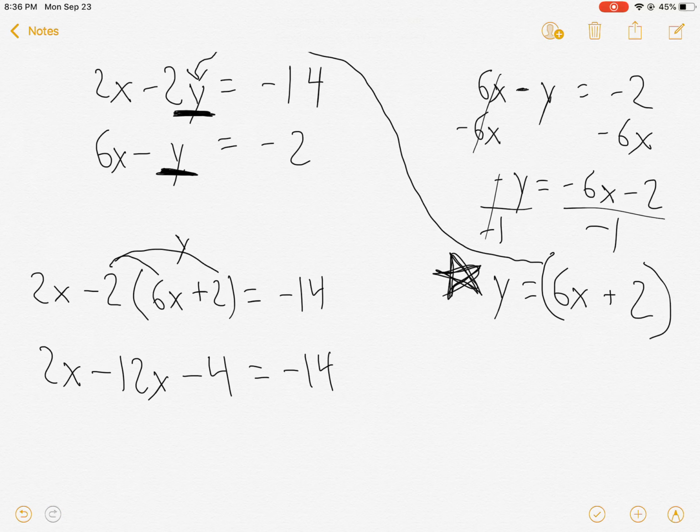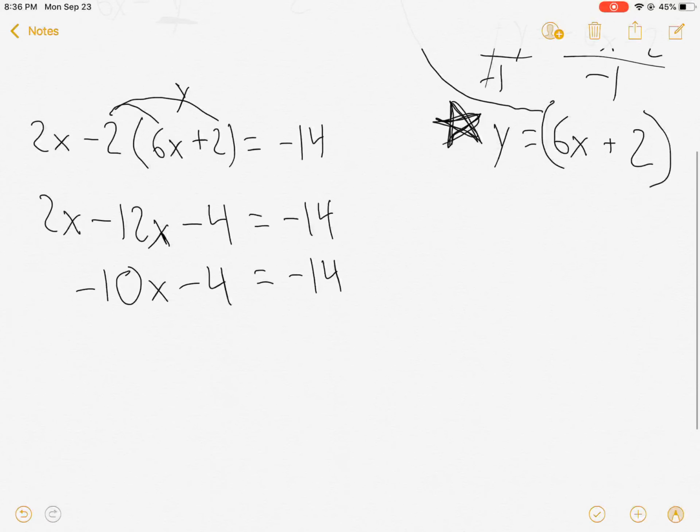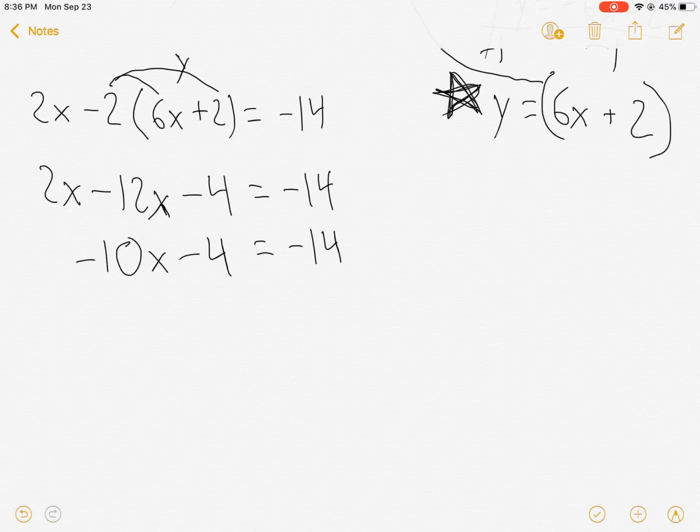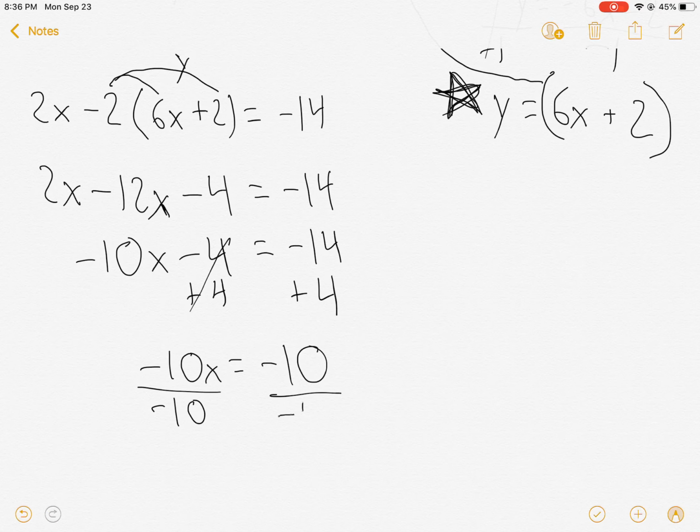2x minus 12x. Those are like terms, so I can combine them. 2x minus 12x would give me a -10x. And then minus 4 equals -14. To get that -10x by itself, I need to add 4 to the other side. Well, -14 plus 4 would be -10. Then I need to divide by -10 to get x by itself, and that tells me that x apparently equals +1.